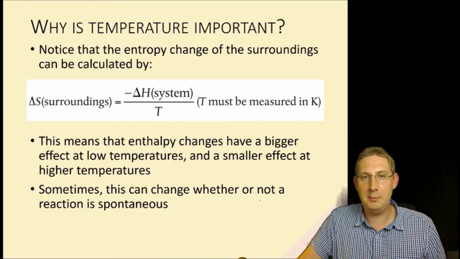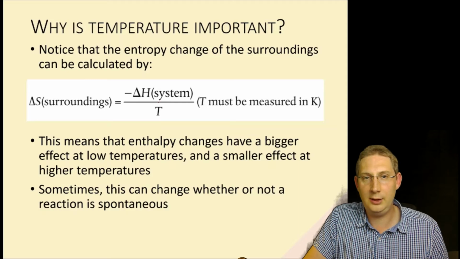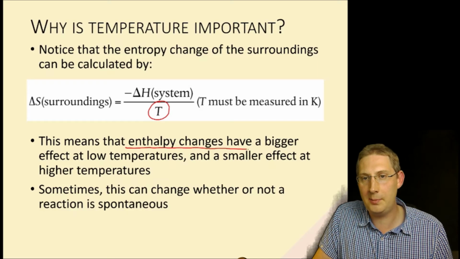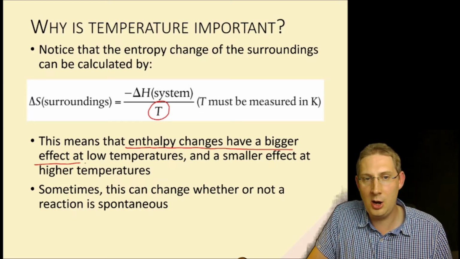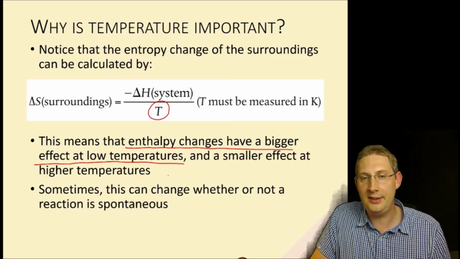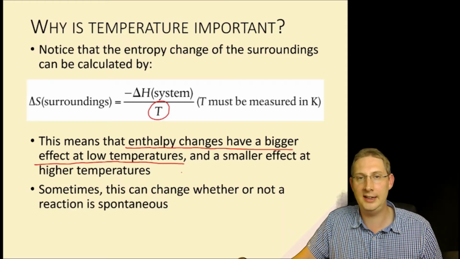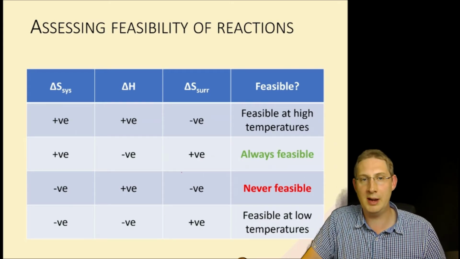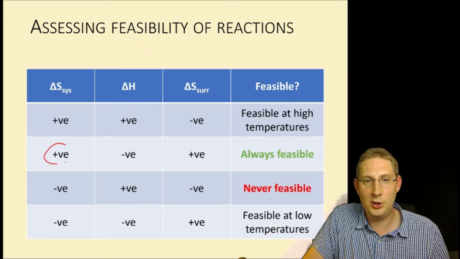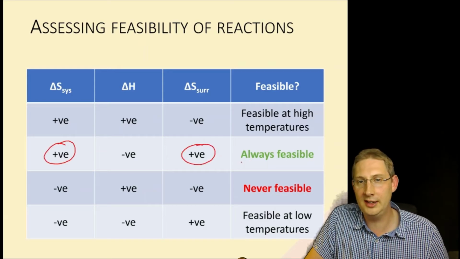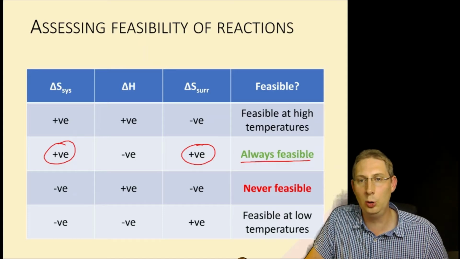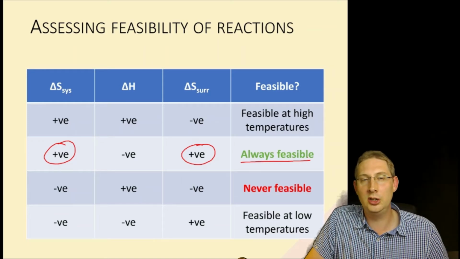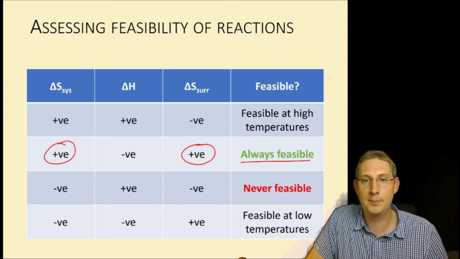We said last time that temperature was very important. The entropy change of the surroundings is the enthalpy change divided by the temperature. And this means that enthalpy changes have a much bigger effect at lower temperatures. And this can change whether or not a reaction is spontaneous. And again, don't learn this table, understand this table, be able to replicate this table. If your entropy change of the system and surroundings are positive, your entropy change of the universe will always be positive and the reaction will always be feasible. It might not go for reasons that you'll learn next lesson, but it's always possible.